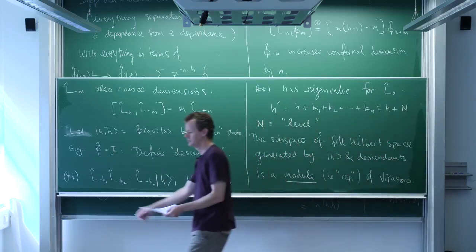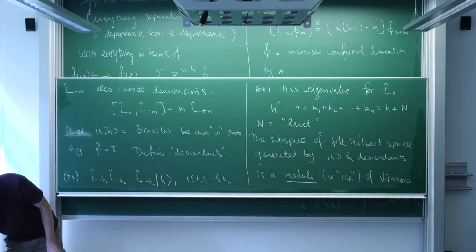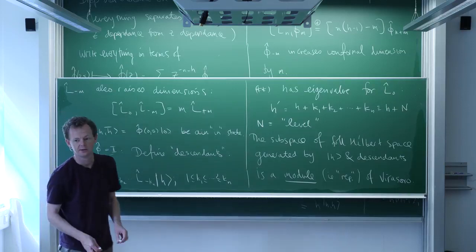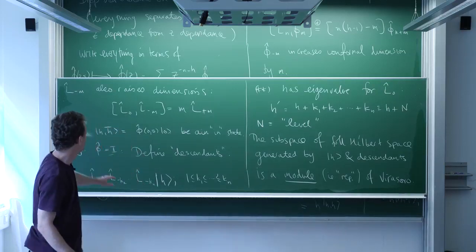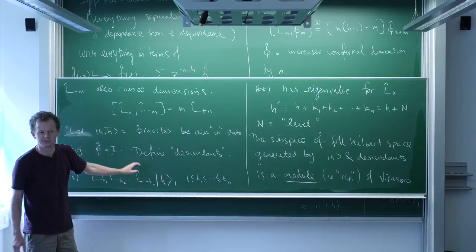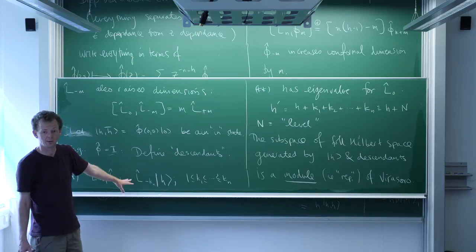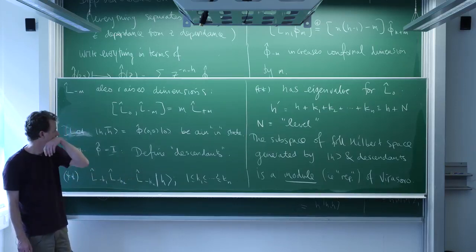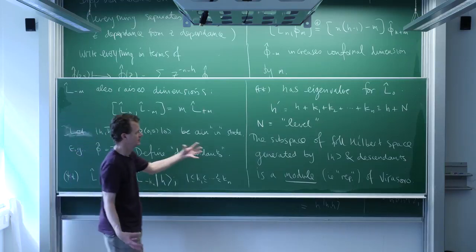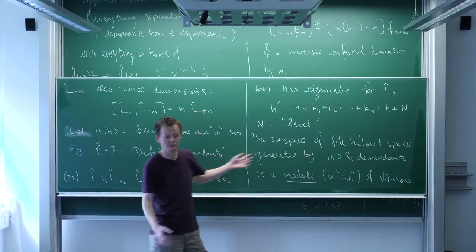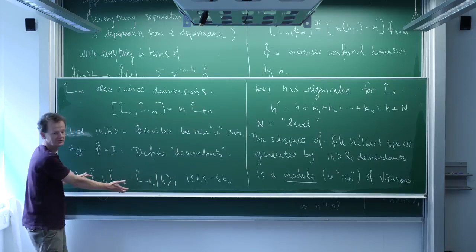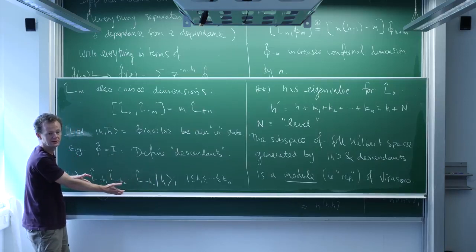So if you just keep applying these L's, there's an infinite number of L's to apply, you can build more and more descendant vectors like this. Zillions and zillions of descendant vectors, an infinite tower of descendant vectors. That gives you a subspace of the full Hilbert space. This is not the full Hilbert space, this subspace of states.